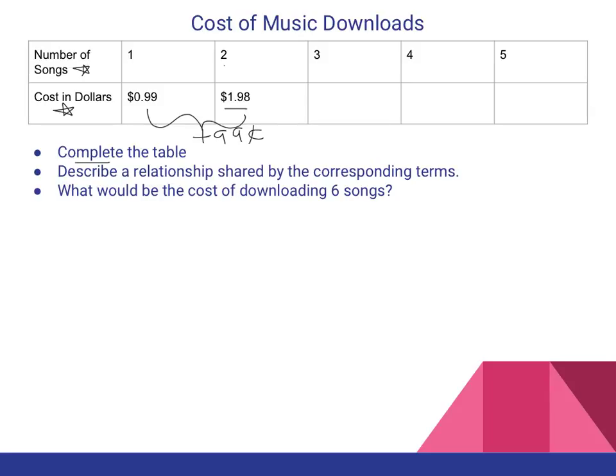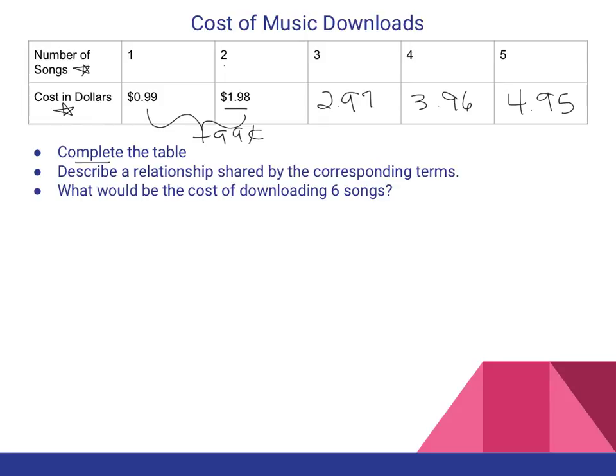So here, the very first thing we're supposed to do is complete the table. Adding 99 cents would be just like adding $1 and then subtracting 1. So $1.98 plus 1 is $2.98. Take 1 cent away, that's $2.97. The fourth would be $3.96. And finally, the fifth is $4.95.